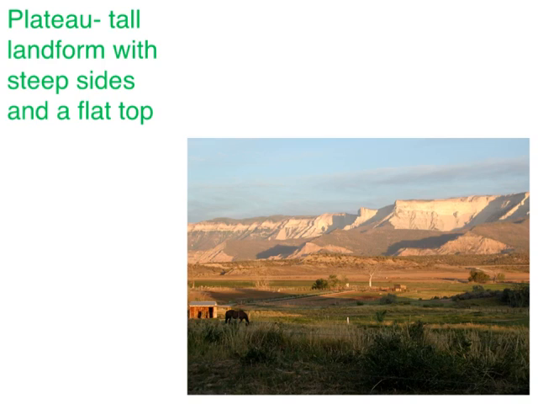Plateaus are tall landforms with steep sides and flat tops. They're kind of like mountains, only instead of a peak like a mountain, it's flat on the top. So here's a picture of a plateau. You can see that the sides are steep, just like a mountain, but instead of coming to a point at the top, they're flat, and that is a plateau.